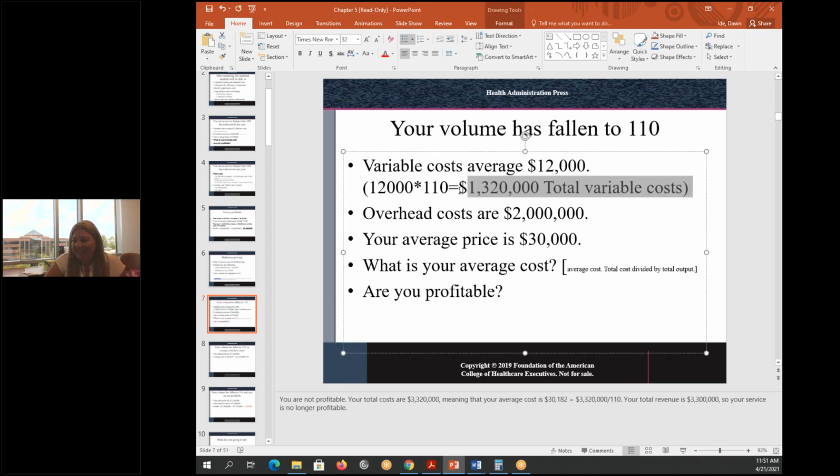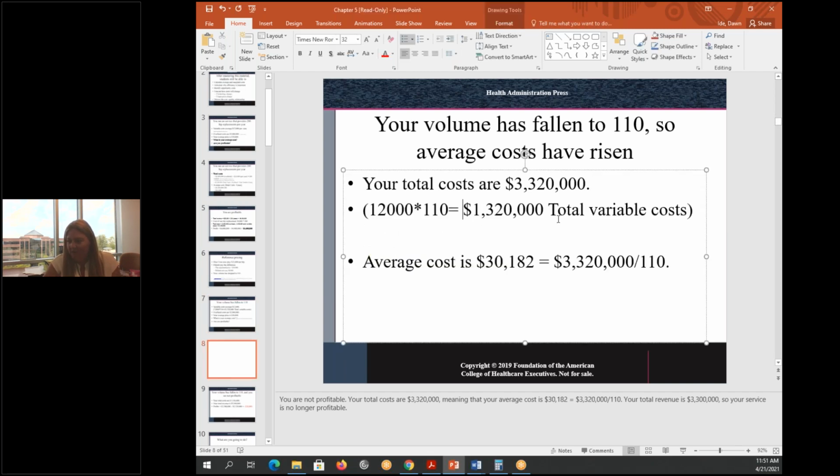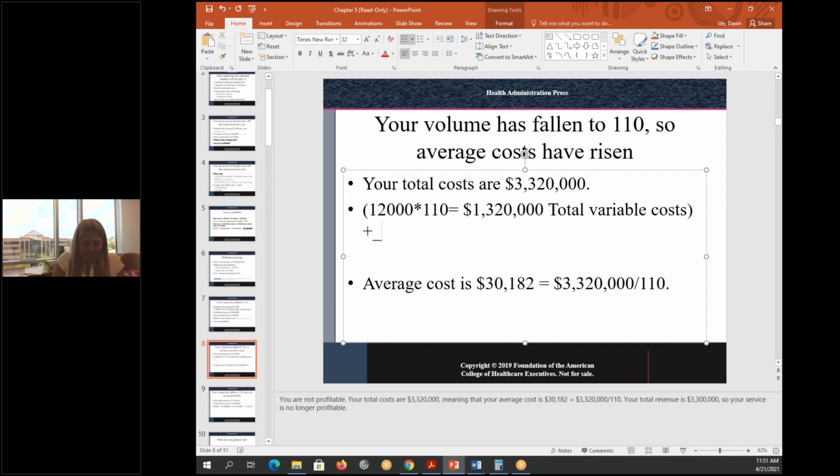I guess I wasn't getting that much ahead of myself. And how did we get that? Here's what we did. We took our total variable costs, which was $1,320,000, and we added our overhead, which was $2 million. I'm always afraid I'm not going to put as many zeros. Okay. All right. And that, of course, equaled $3,320,000. Okay. Okie doke.